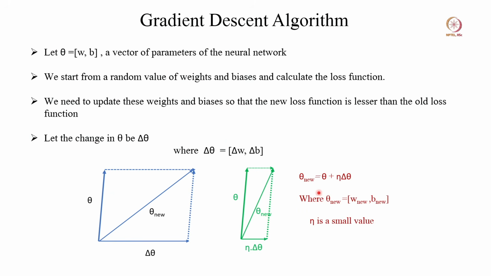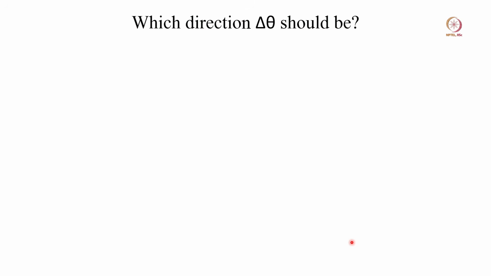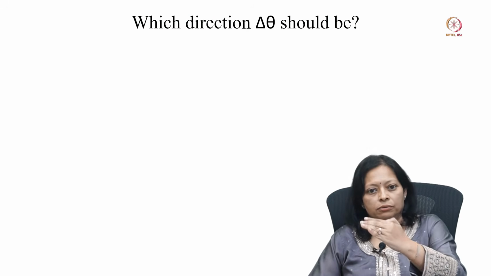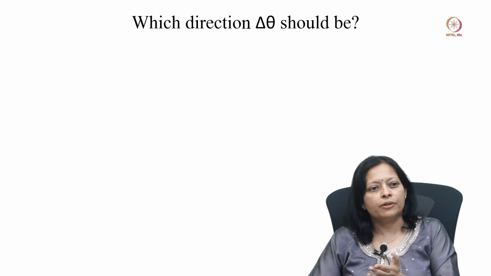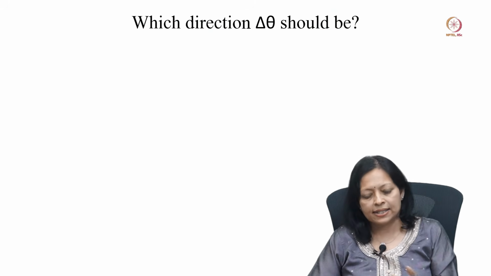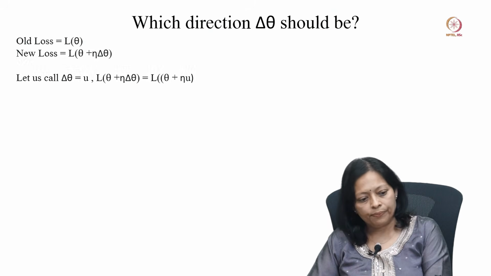So, my theta new equals theta plus eta into delta theta, where theta new is a function of my new weight and new bias. Now, my next question is, in which direction should delta theta be? Okay. Should I go up? Should I go down? Which direction? Means weights can be increased, can be decreased, same for biases. Which direction should I go?